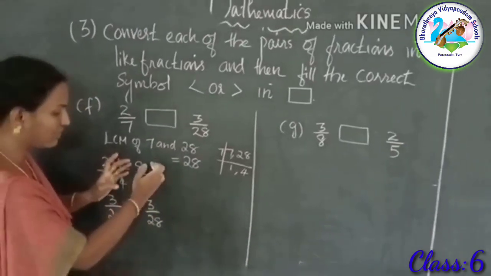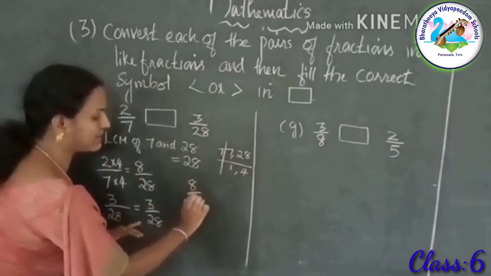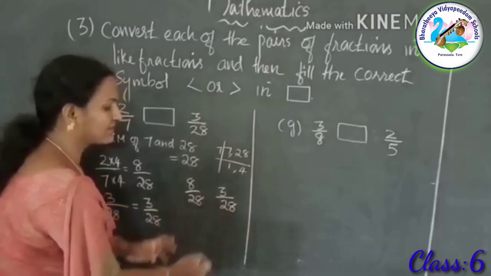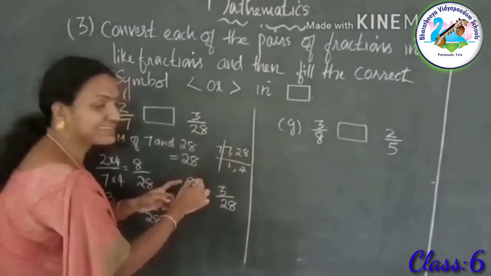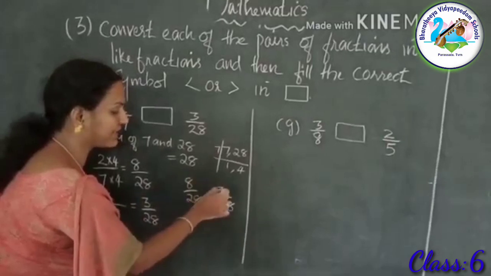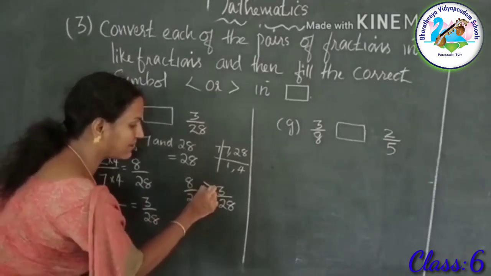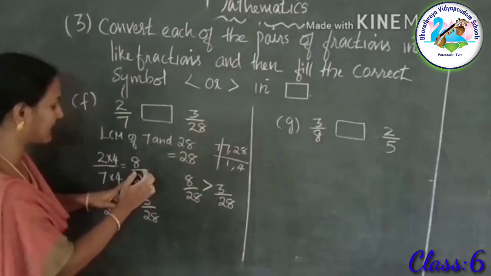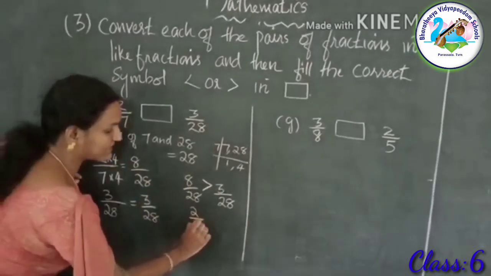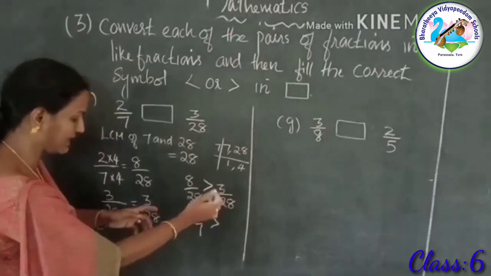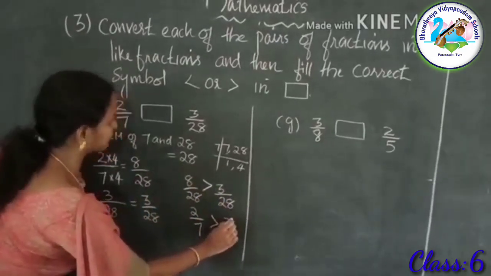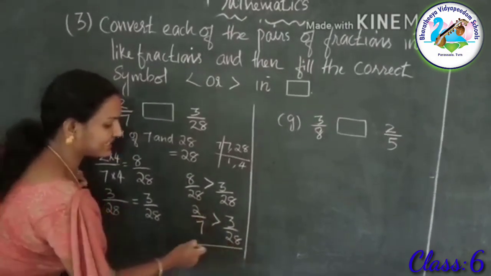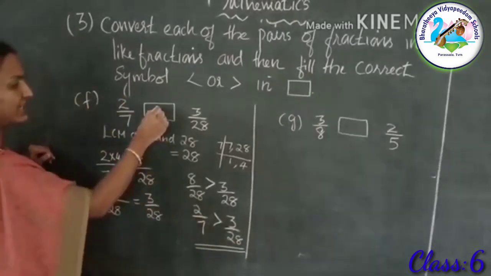By comparing 8 by 28 and 3 by 28, these are like fractions. Here the numerator 8 is greater. By comparing the numerators 8 and 3, 8 is greater. So 8 by 28 is greater than 3 by 28. 8 by 28 is same as 2 by 7. So 2 by 7 is greater than 3 by 28.